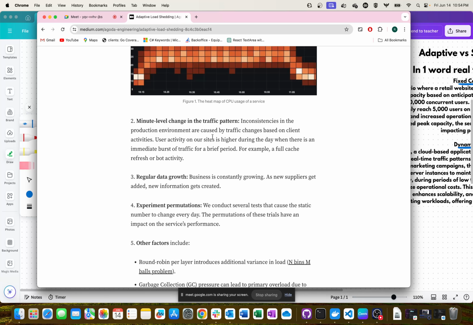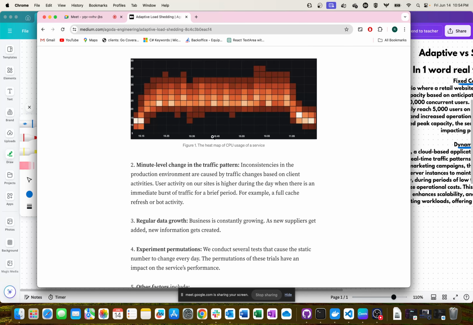If you put that many containers, the utilization will not be good. It will be 5-10% utilization, so you're losing a lot of money due to low utilization. Then you have minute changes in traffic patterns. Traffic can always change, along with regular data growth. Business and developers should not be very tightly coupled, but when you're doing these estimations, you're tightly coupling them.